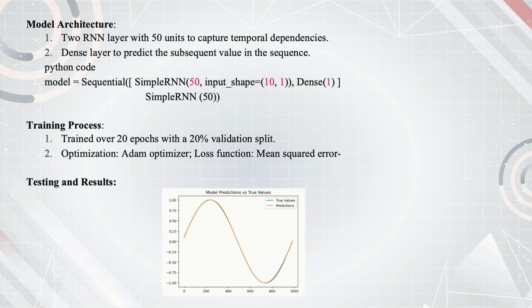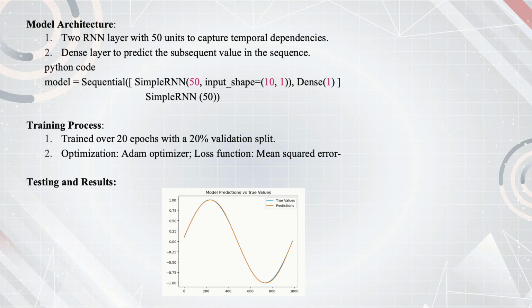In the training, the model was trained over 20 epochs with a validation split of 20%. The training process focused on minimizing the mean square error between the predicted and the actual sine values using the Adam optimizer due to its effectiveness in handling gradients on noisy problems. And the next step was testing. Here the model was tested against the testing data to check the performance.